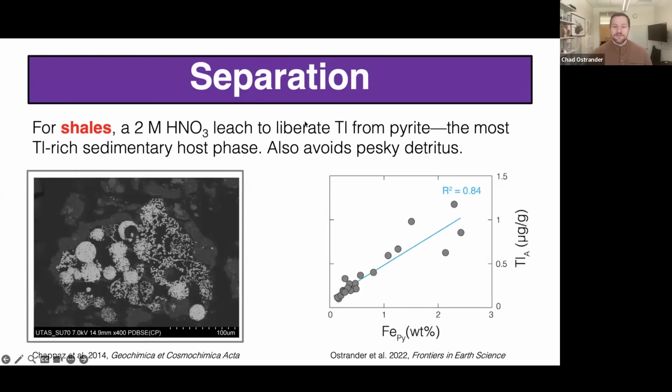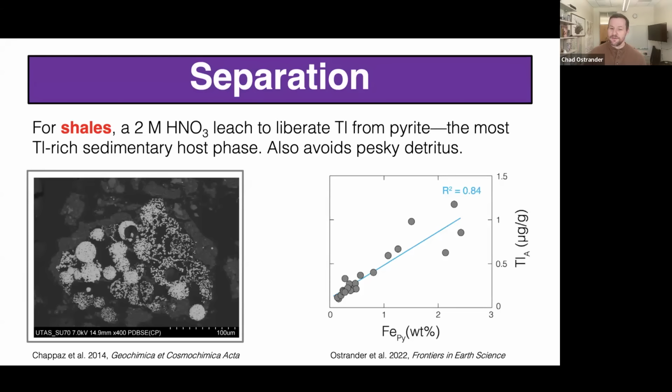So in terms of separation, for the typical shale applications, we try to isolate thallium from pyrite. That is, when it's present in sediments, the dominant sedimentary thallium host phase. We do this with a gentle 2 molar nitric acid leach, which liberates the thallium from pyrite. You can prove that to yourself by looking at thallium concentrations. Here, the subscript A is authigenic thallium. That's the leached component.